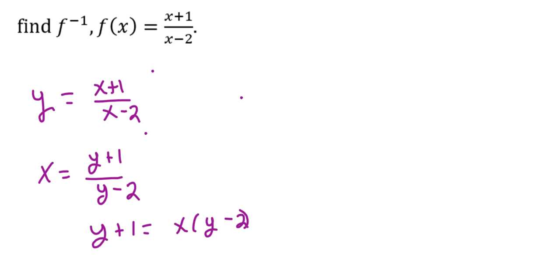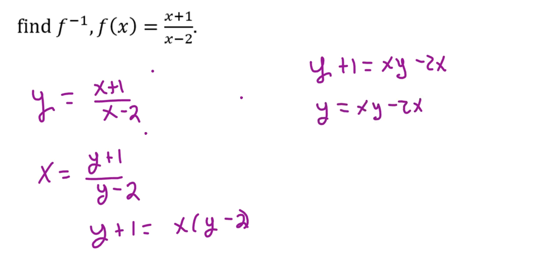And, oh gosh, this is driving me nuts. I'm going to go ahead and distribute. So y plus 1 is equal to xy minus 2x. And I might as well go ahead and get rid of that 1, minus 2x minus 1. And I'm going to get this y to the other side. I'm going to do y minus xy is equal to negative 2x minus 1.